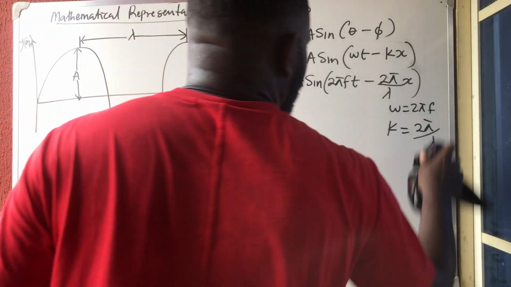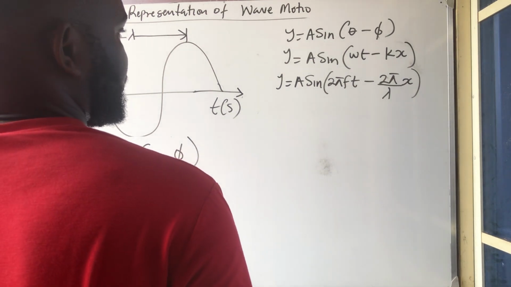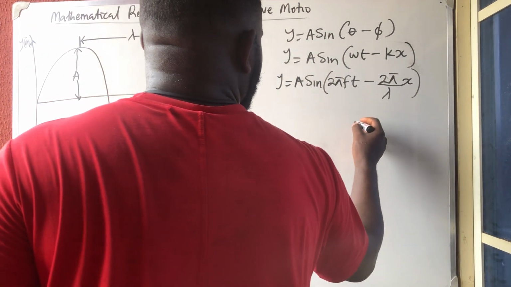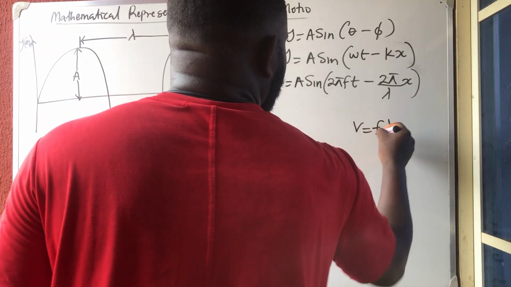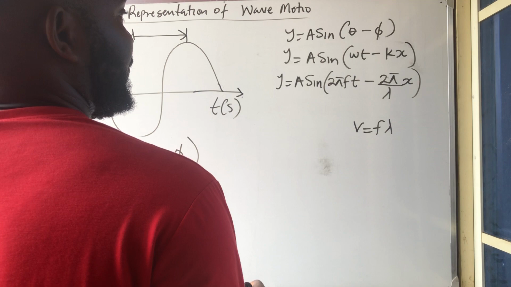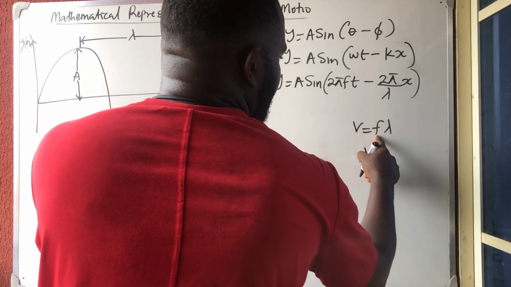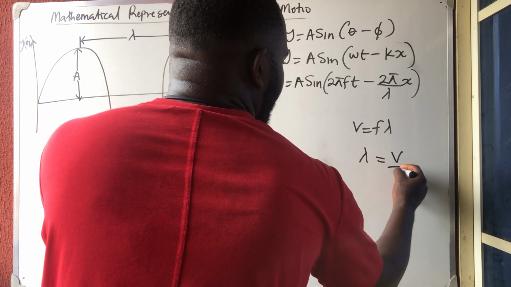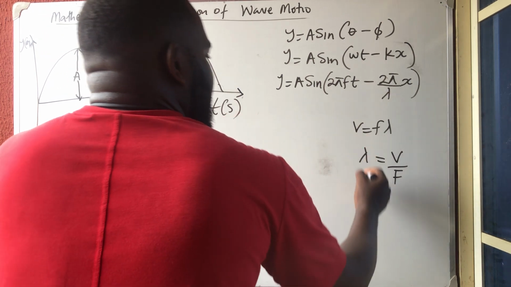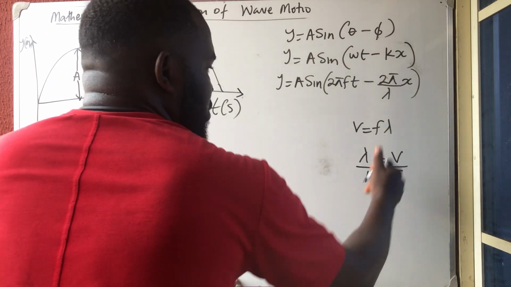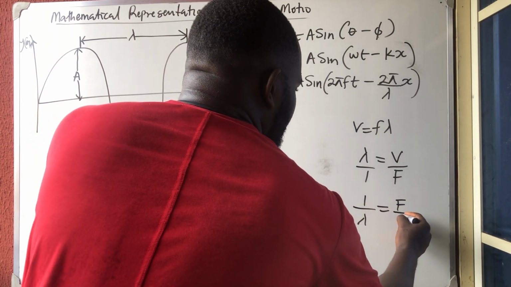But we know that v is equal to f lambda. Don't forget this formula. If we make lambda the subject of the formula, lambda will be v over f. But what I have on this side is 1 over lambda, so if I turn this, 1 over lambda is then f over v.